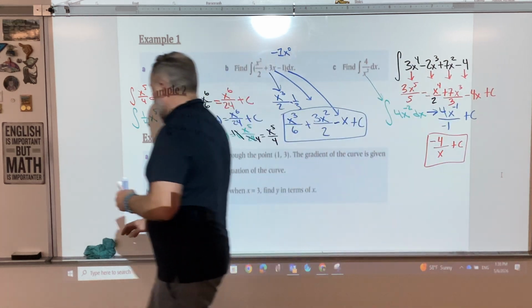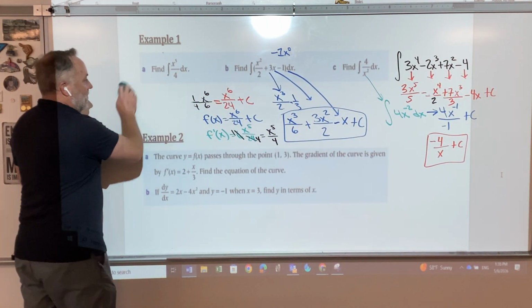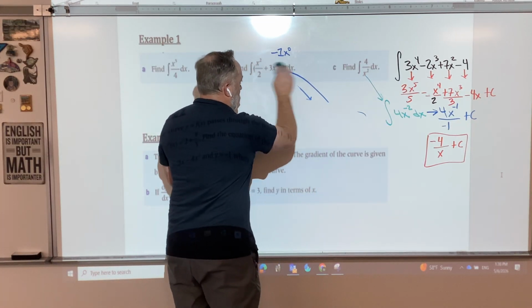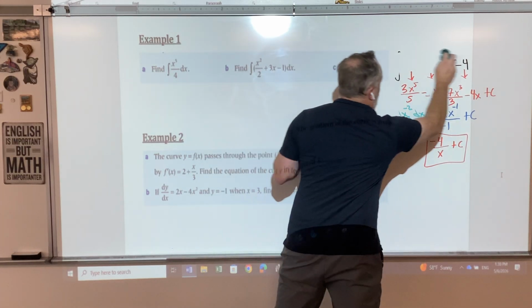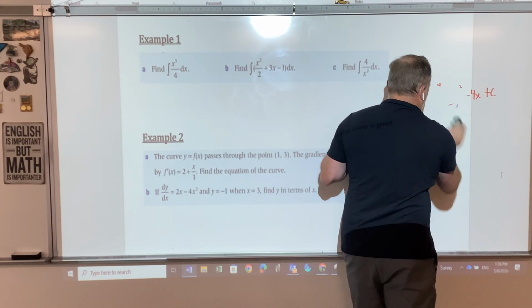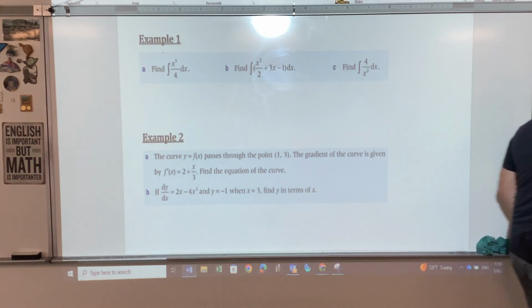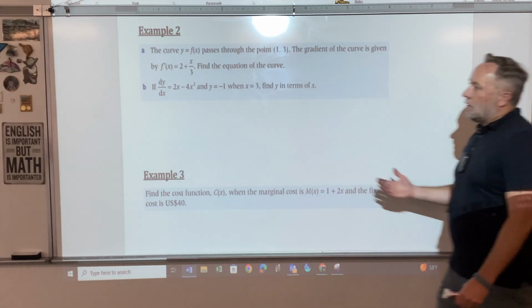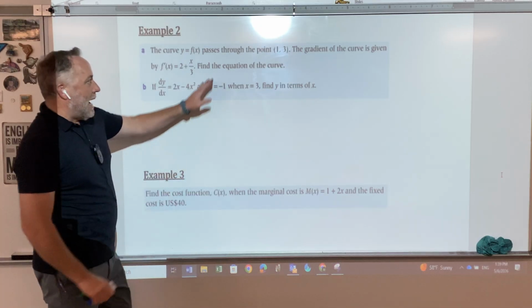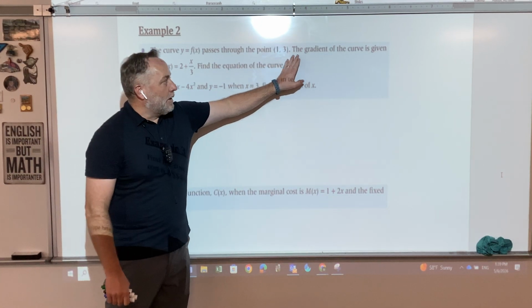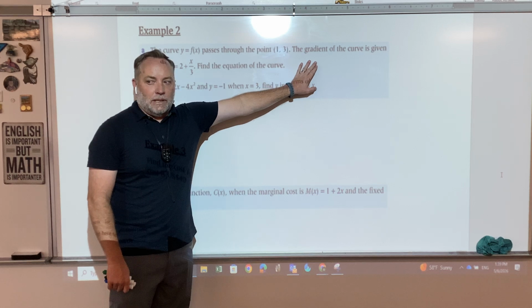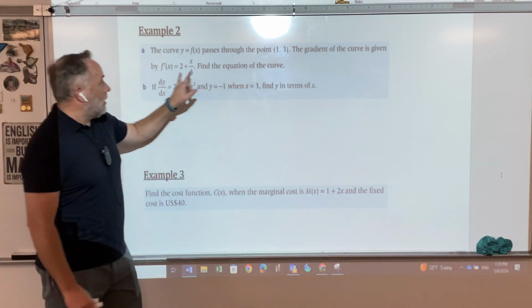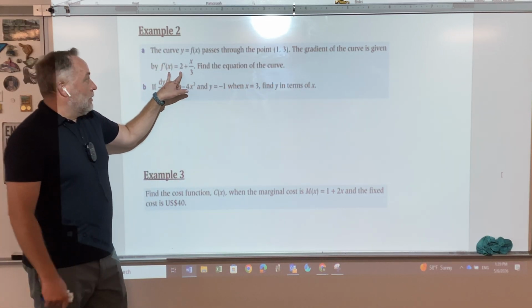No. Let's do this second example, and we've been putting plus c. Asher said, wait, how do I find c? Here's the first time we're going to see how we can do that. The questions look a little different too, but that's the point. You have to have some additional information. So the curve y equals f of x, some function, passes through the point (1, 3). The gradient tips you off, it's the derivative. The gradient of the curve is given by that, and then they do you a big favor.